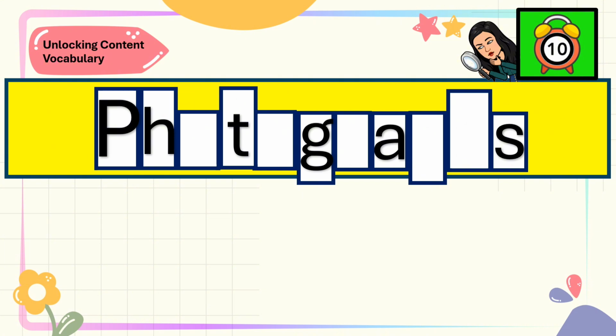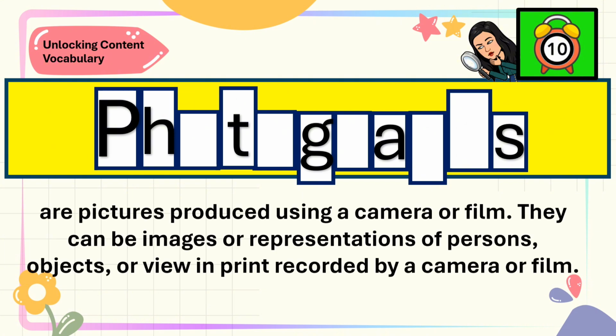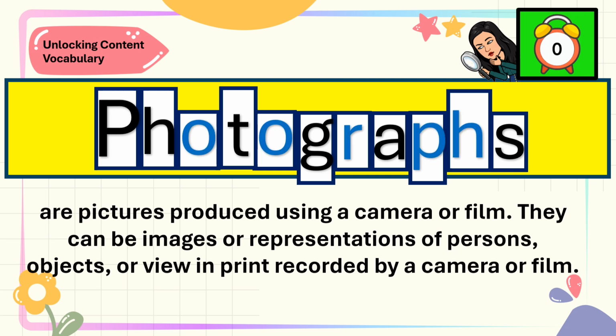What about this? Blank are pictures produced using a camera or film. They can be images or representations of persons, objects, or view in print recorded by a camera or film. What do you think is the answer? The correct answer is photographs.